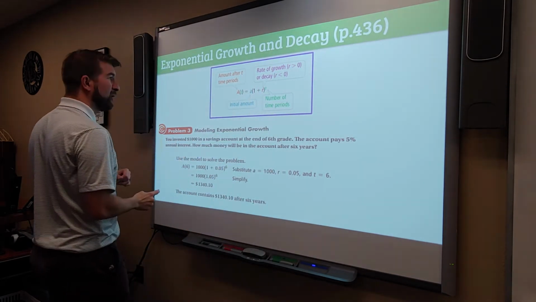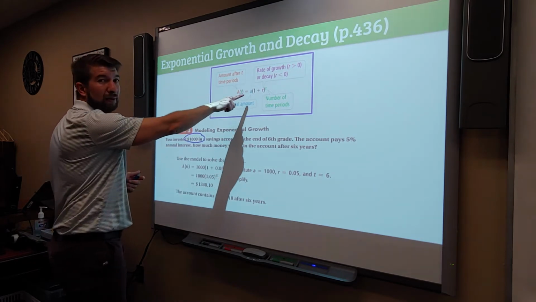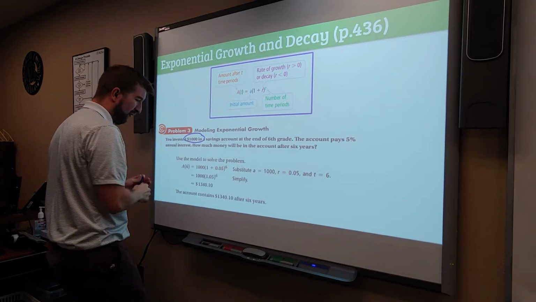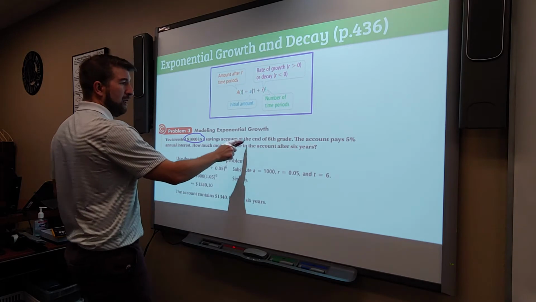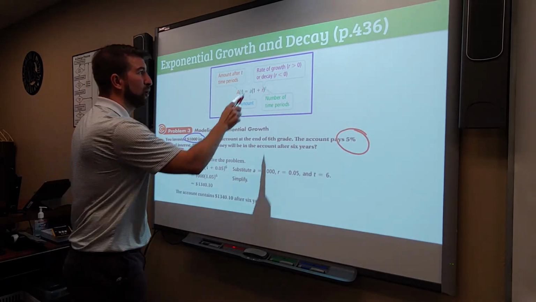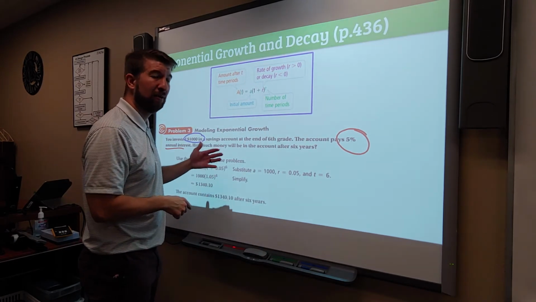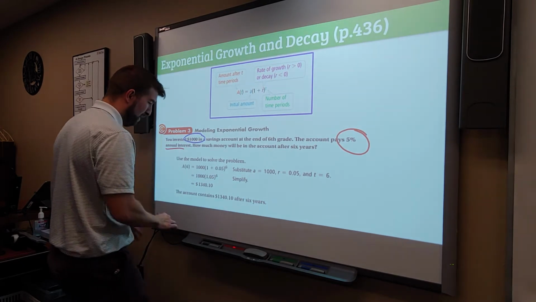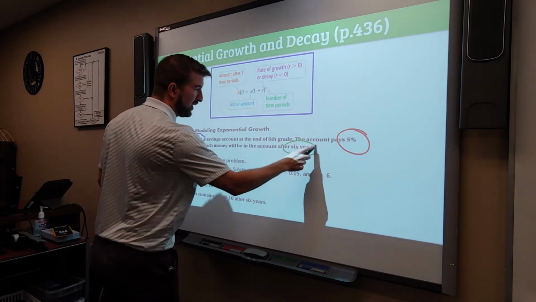So it says you invested $1,000, the initial amount. This is like if you had a savings account. The initial amount of $1,000 into a savings account. The account pays 5% annual interest. That's your rate of growth. That's how fast it's going to grow. 5% each year. 5% of this account each year is going to go back into your account. Then it says, how much money will you have in the account after 6 years?